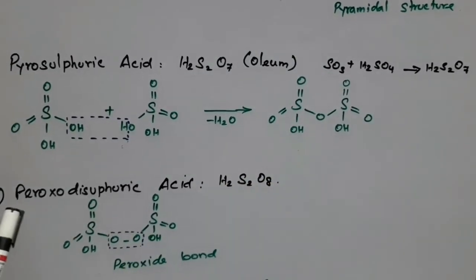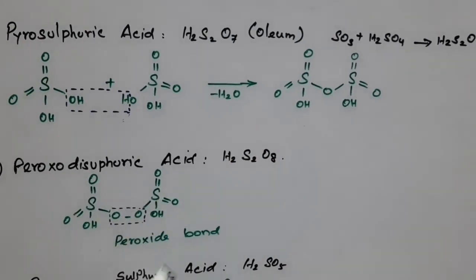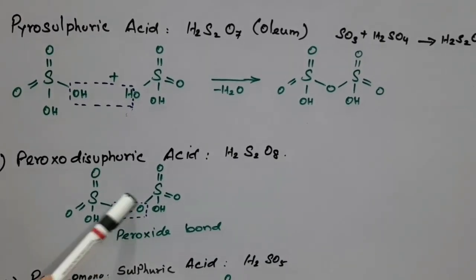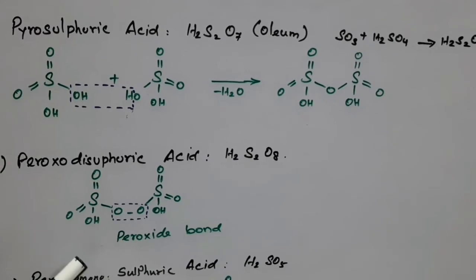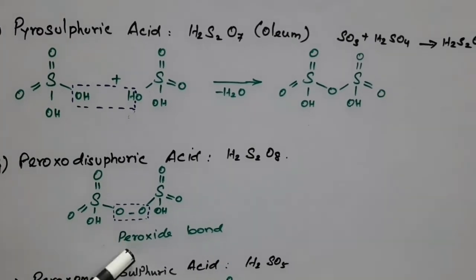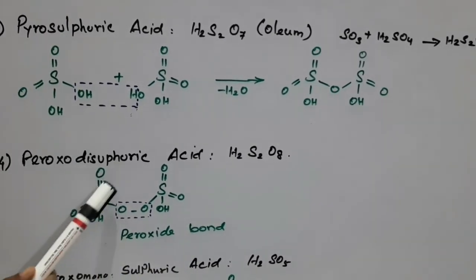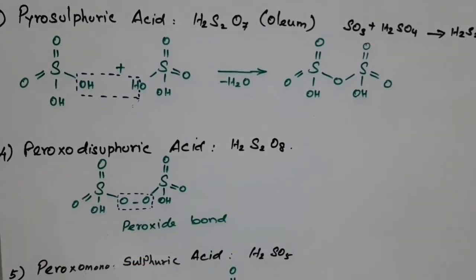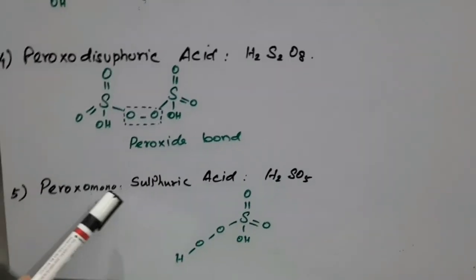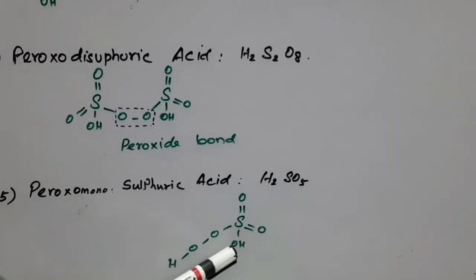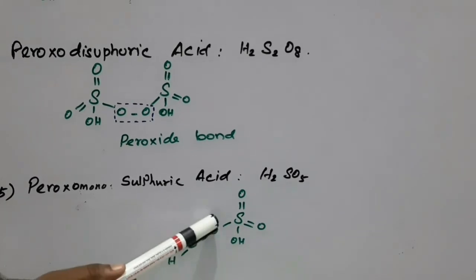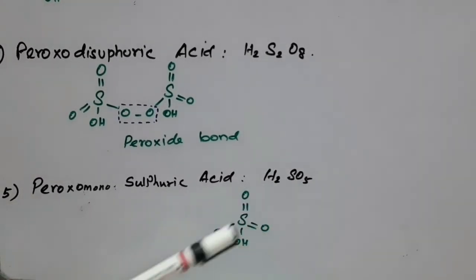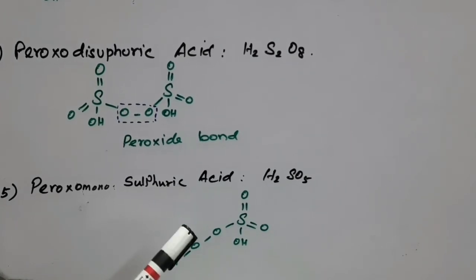That's all. And peroxodisulfuric acid: these two sulfuric acid units are connected through a peroxo bond, called the peroxide bond. Peroxodisulfuric acid's formula is H2S2O8. And peroxomonosulfuric acid: this is the peroxo bond with monosulfuric acid, H2SO5. So students, keep it in your mind.